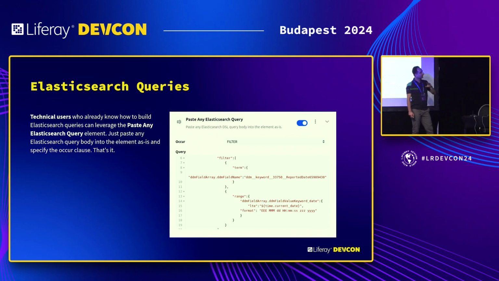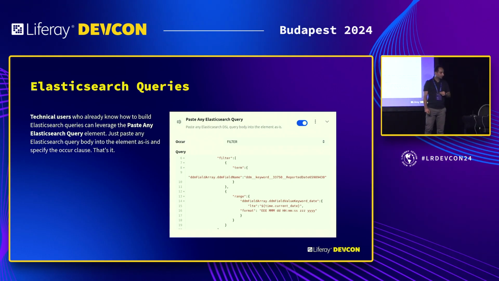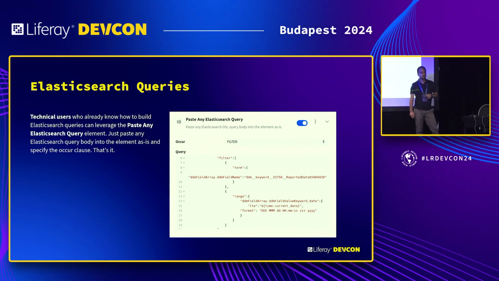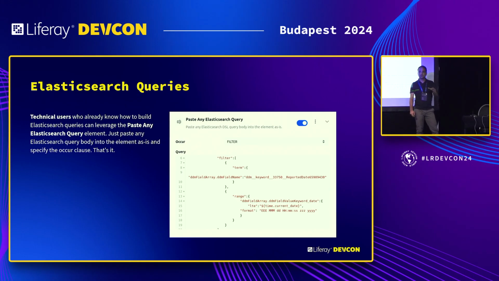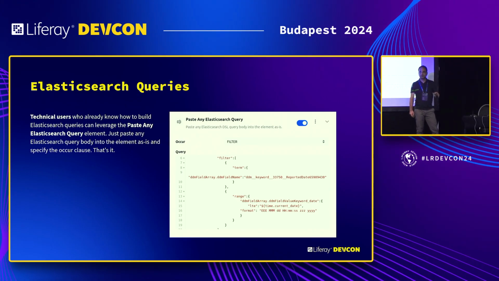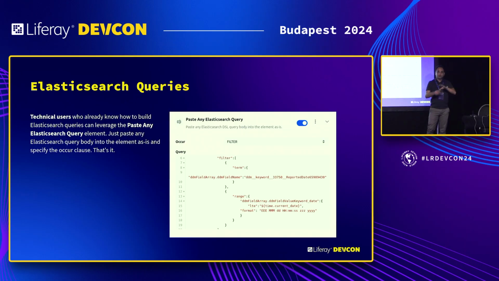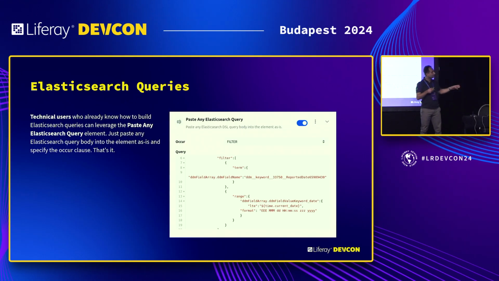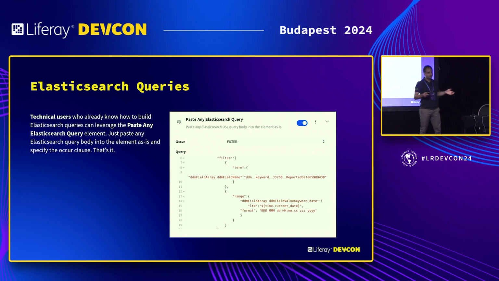One of the, I think, the most liked parts of Blueprints, especially for those who are technical, is the ability to reuse Elasticsearch queries. If you or your team has experience with Elasticsearch, you can reuse the body of the query, you put it in this element, you decide where it should go into the final search, and then that's it.